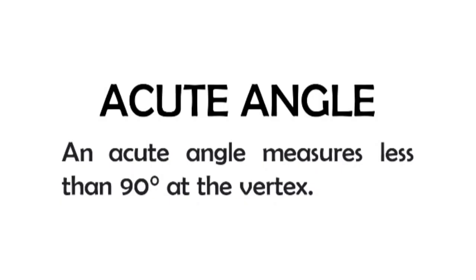And now let us proceed to the different kinds of angles. There are three different kinds of angles. First one is the acute angle. An acute angle is an angle that measures less than 90 degrees at the vertex. This time, we have to measure an angle using a protractor.